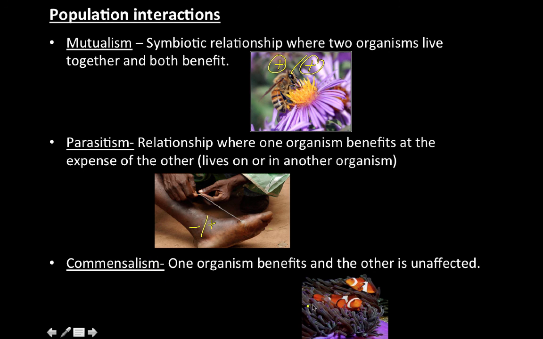Last one, commensalism. We can see our little Nemos here, our clownfish. One organism benefits and the other is unaffected. So the clownfish uses this as protection, so we would give him a plus. The sea anemone is kind of unaffected, so we give them like a little 0 or something like that. That's a good way to symbolize it, because one is being benefited from that relationship and the other one is unaffected.